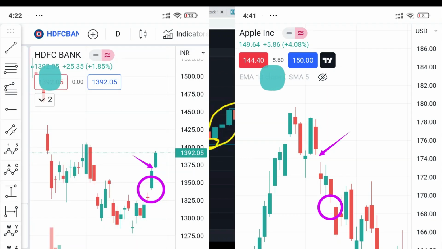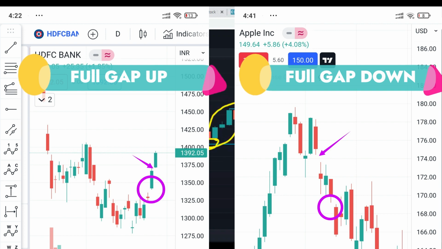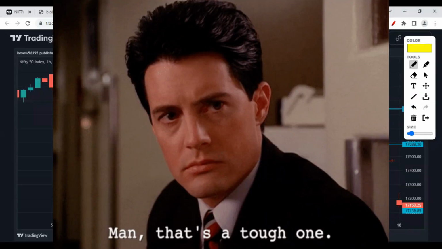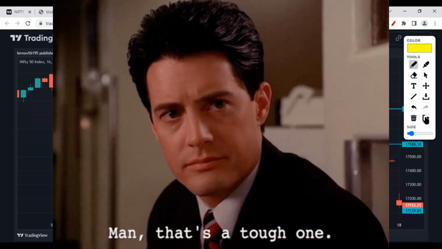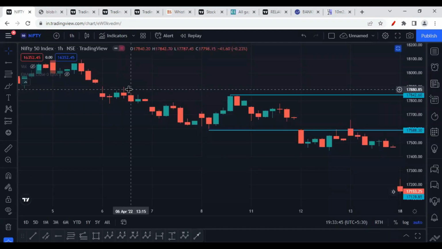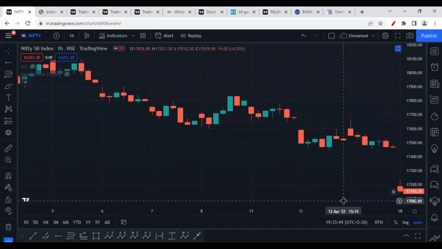You must be seeing some other examples on your screen. They are popping up related to HDFC Bank and Apple, which are showing you full and partial gap ups and gap downs. Moving forward, there are two more types based on gap filling, whether it's a fading gap or a sustaining gap. Based on that, there are two more types.